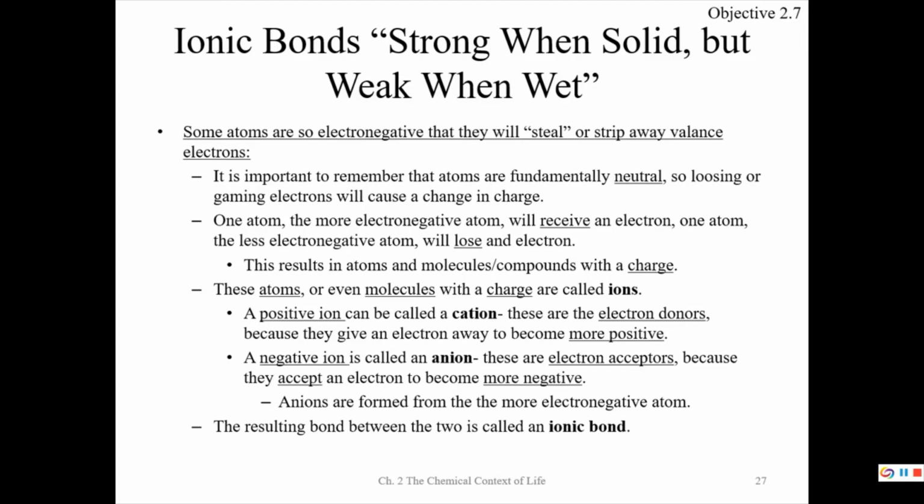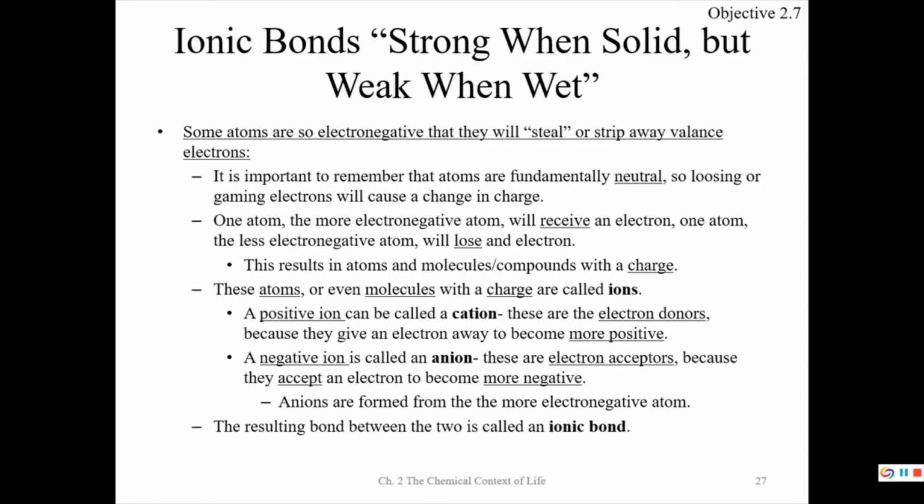Anions, they become negative. Why? Because they accepted an electron, so they now have one more electron than they have protons. And this is going to create, guys, what we refer to as an ionic bond, where you have two oppositely charged ions and a strong association between them. But they're strong when solid and weak when wet. They're going to be like the Wicked Witch of the West. When you put water on them, they melt and come apart. We'll talk about that more in the water chapter, which is our next chapter. We'll talk about ionization, and how things ionize.